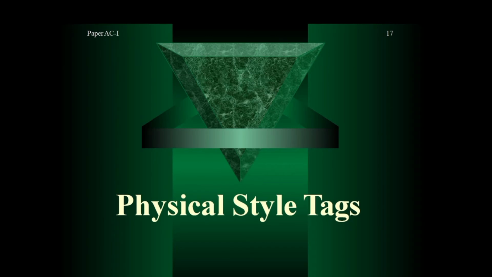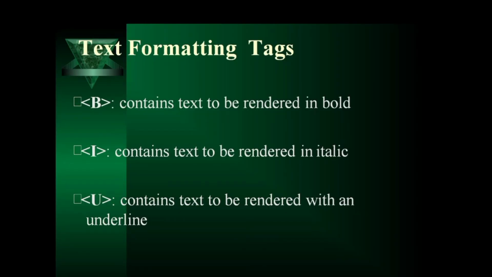Now the next is physical style tags, or we can also call these tags text formatting tags, okay? We can use these tags in text formatting. Now the first tag is B. B contains text to be rendered in bold. Means when we want to show our text in a bold manner, then we will use the B tag. Italic renders the text in an italic manner. Means the text is shown in a tilted manner.